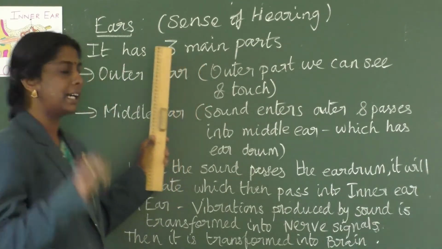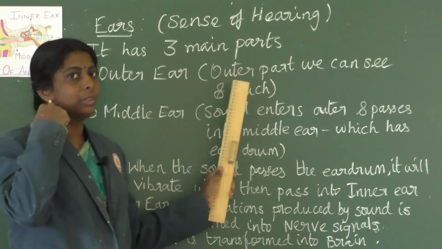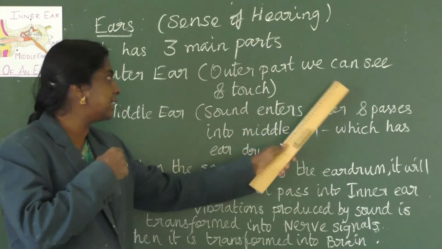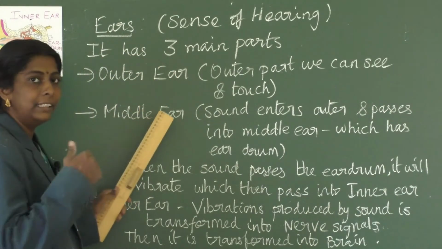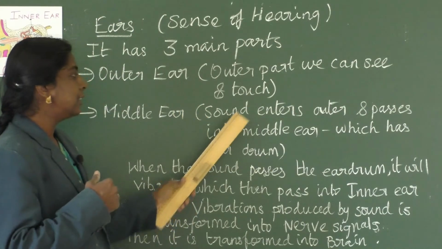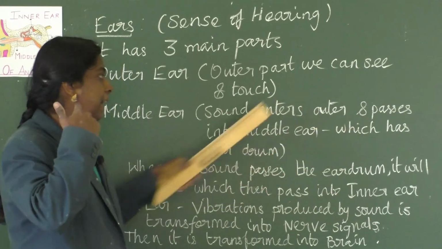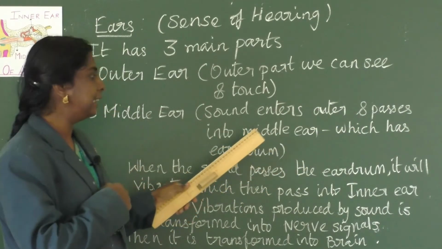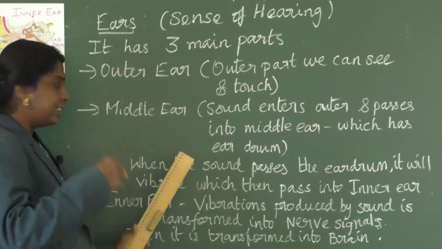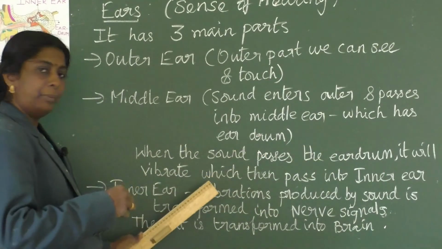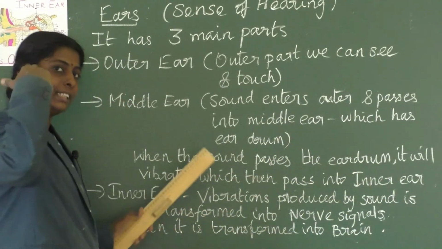Outer ear, which we can see and touch, is the outer part. And then the second part, the middle ear. From the outer side the sound enters and passes into the middle ear, which has an eardrum. When the sound reaches the eardrum, it will vibrate, which then passes into the inner ear. So, the vibrations are reaching the inner ear.